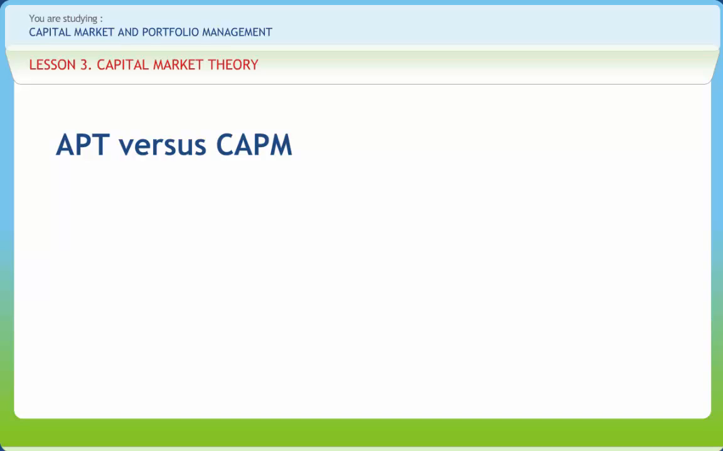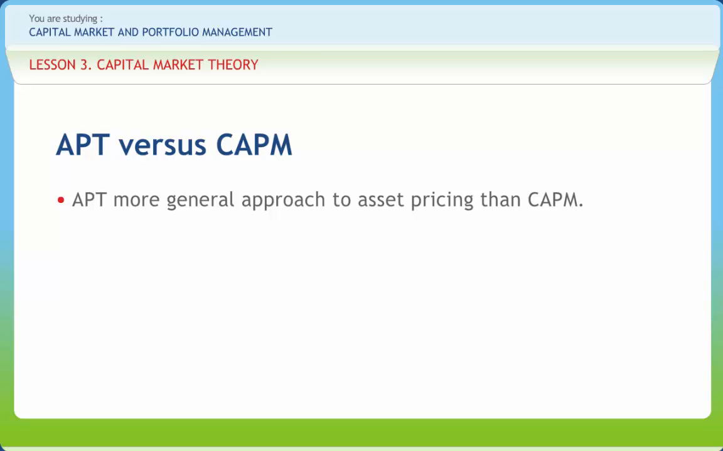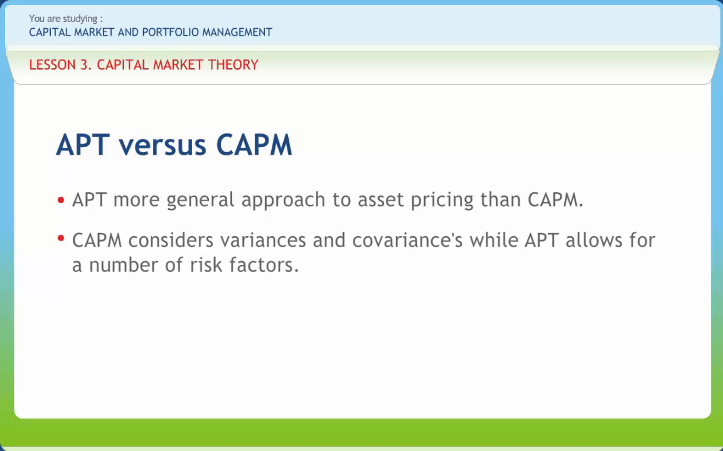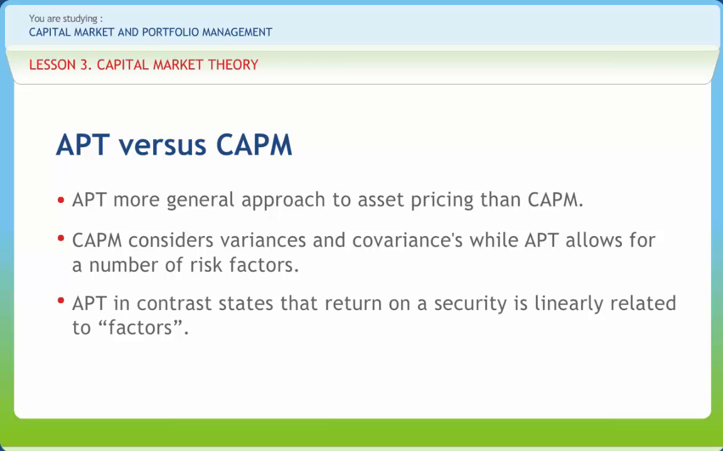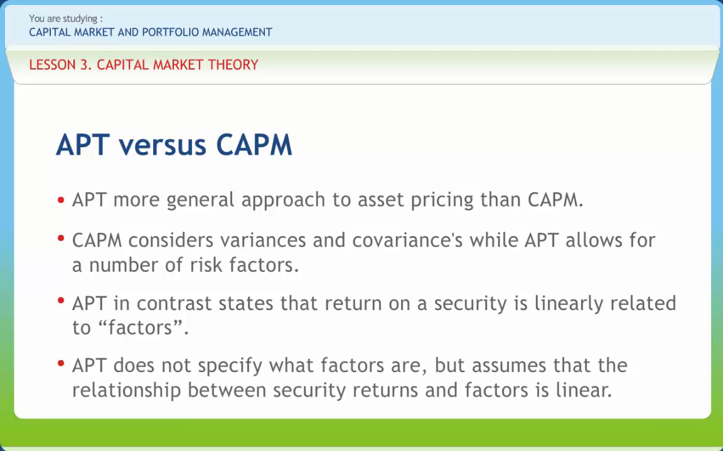Differences between CAPM and APT are as follows. APT is a more general approach to asset pricing than CAPM. CAPM considers variances and covariances as possible measures of risk, while APT allows for a number of risk factors. APT postulates that a security's expected return is influenced by a variety of factors as opposed to just the single market index of CAPM. APT, in contrast, states that the return on a security is linearly related to factors. APT does not specify what the factors are, but assumes that the relationship between security returns and factors is linear.